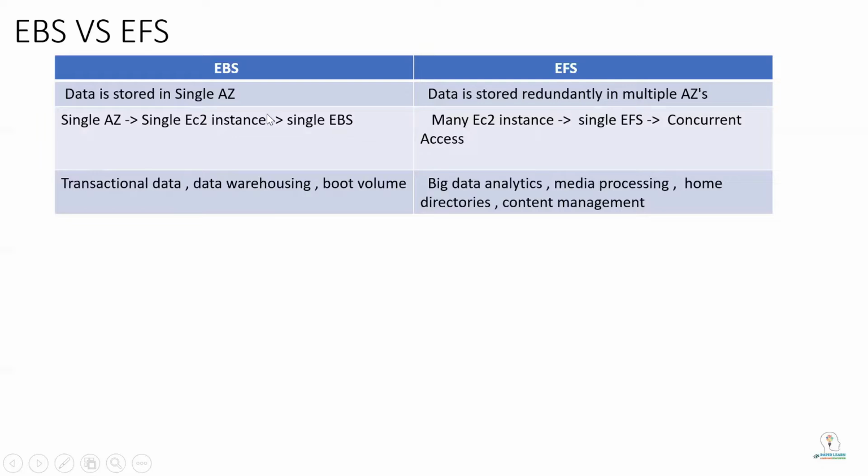An EBS volume can be attached to a single EC2 instance. This single EC2 instance can be created in a single AZ. So one EC2 instance can be attached to one EBS. Multiple EC2 instances cannot be attached to a single EBS.